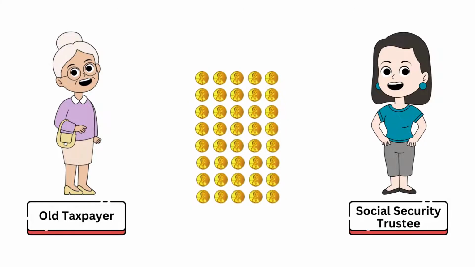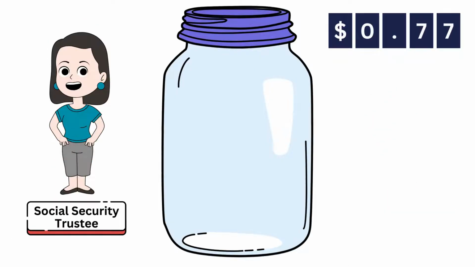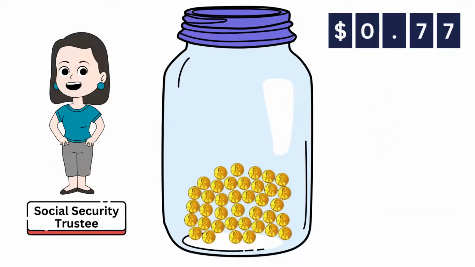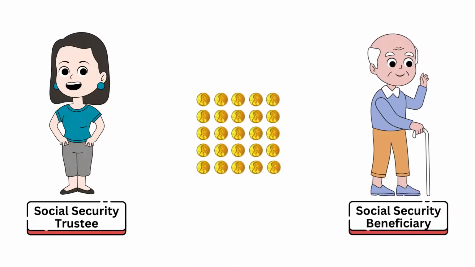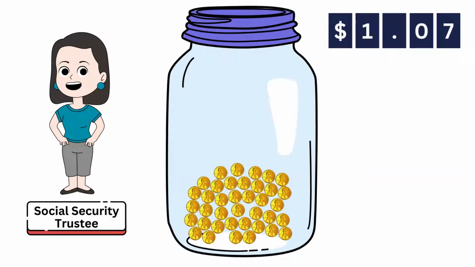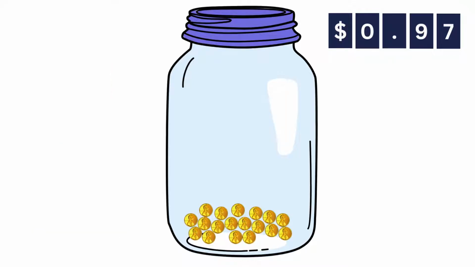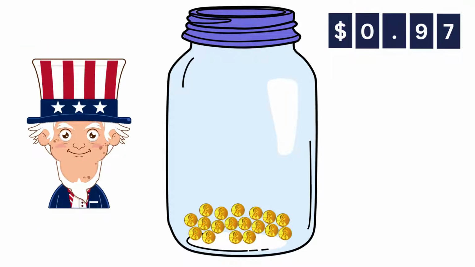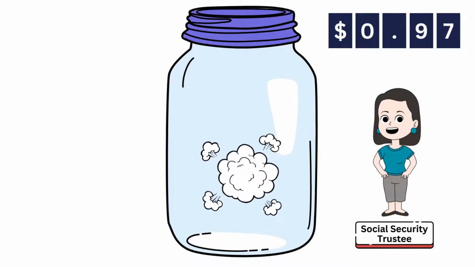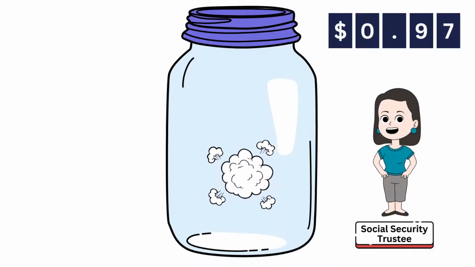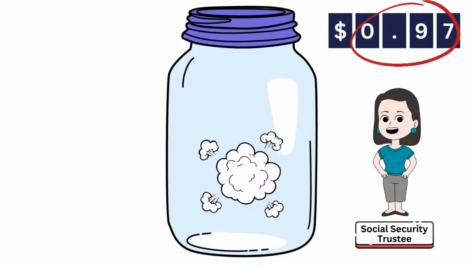It is tax time again, and we get another 40 cents from the old taxpayers. The trustee adds the 40 cents to the trust fund and adjusts the counter. The trustee will again pay beneficiaries, but this time she'll pay 20 cents and deduct 20 cents from the counter. Of course, Uncle Sam still doesn't have enough money, so he borrows all the money from the trust fund again. If we ask the Social Security trustee to provide another report, she'll say the trust fund has 97 cents or $97 billion.